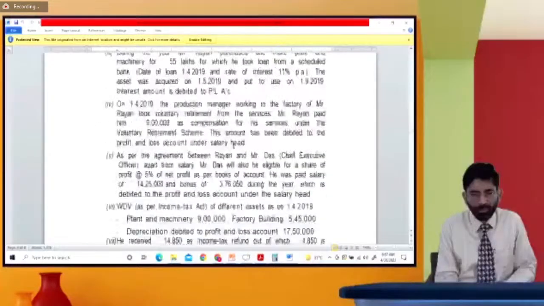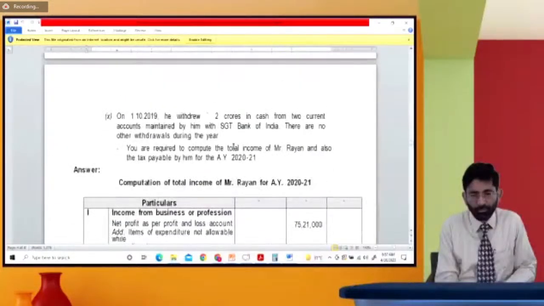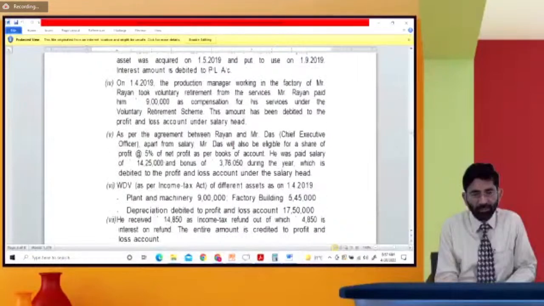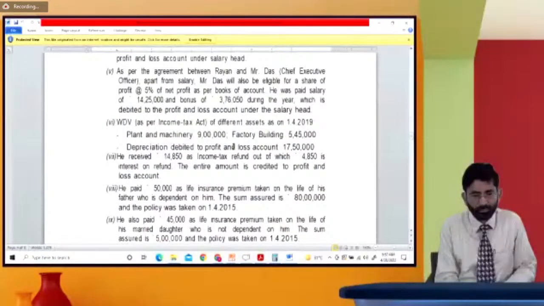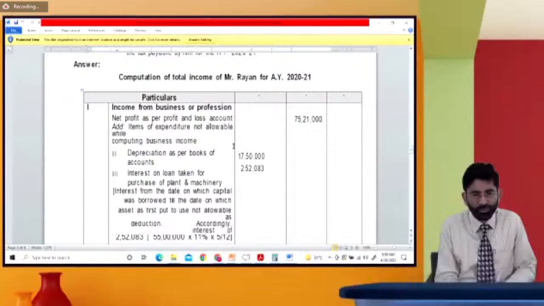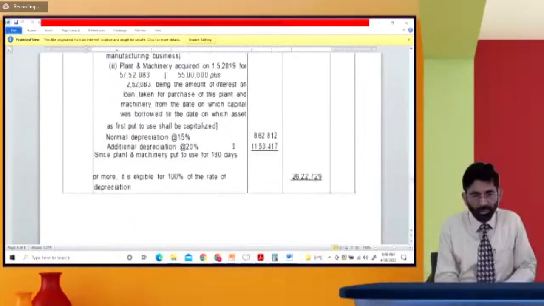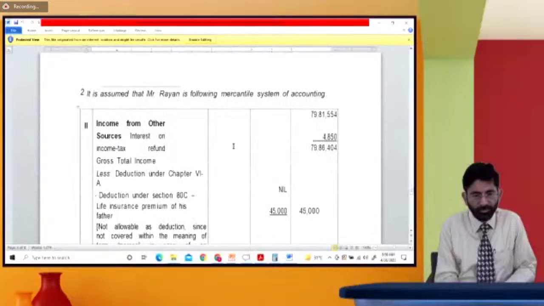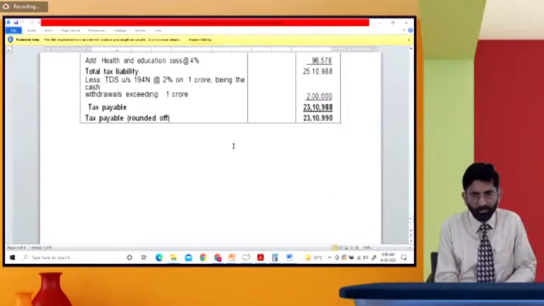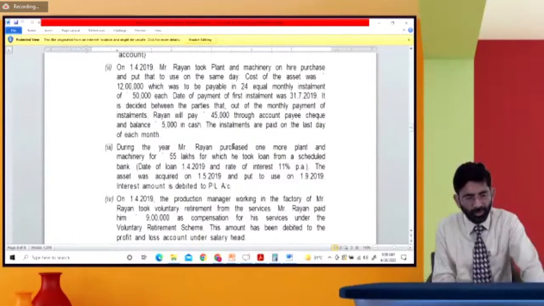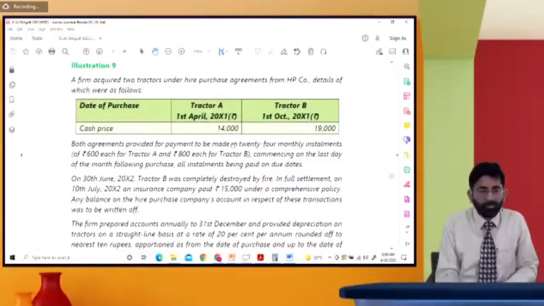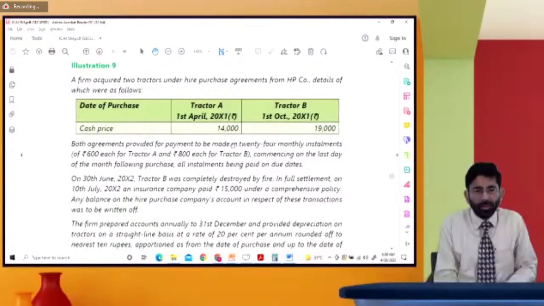This also carries good marks. This has come into your exams. It includes some points of the single entry system also. So these types of questions may come into your examination, so it's better to cover repossession questions well. Here a very important question with us is illustration number 9.